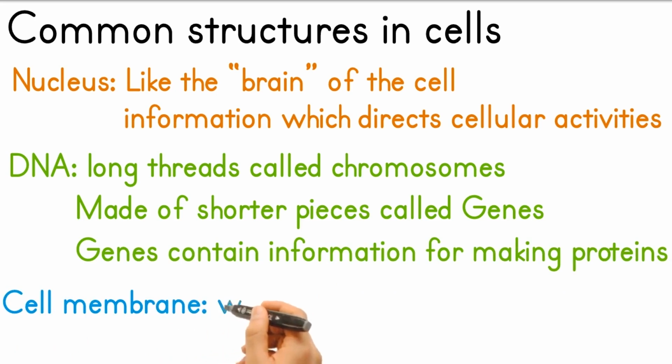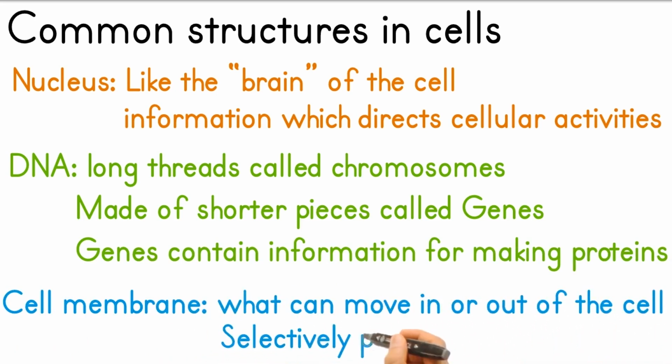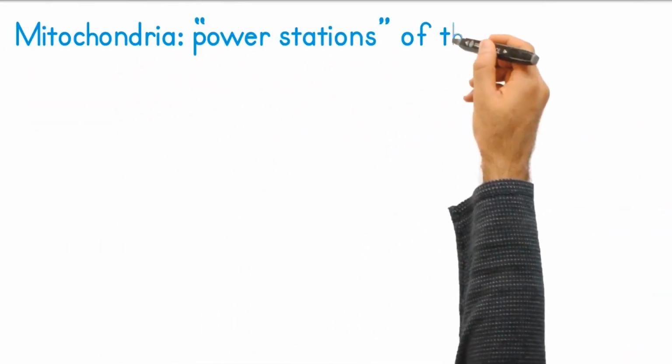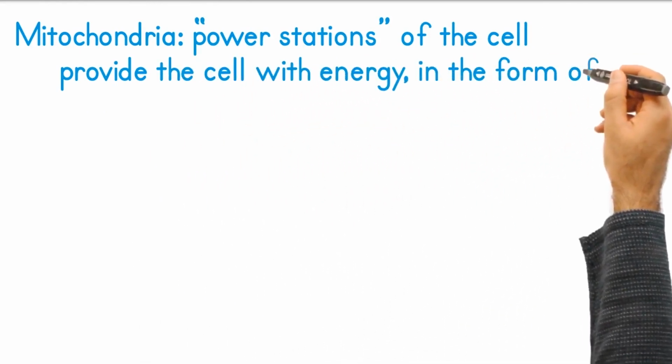The cell membrane controls what can move in or out of the cell. This membrane is selectively permeable. Mitochondria are like the power stations of the cell. They provide a cell with energy, in the form of ATP.